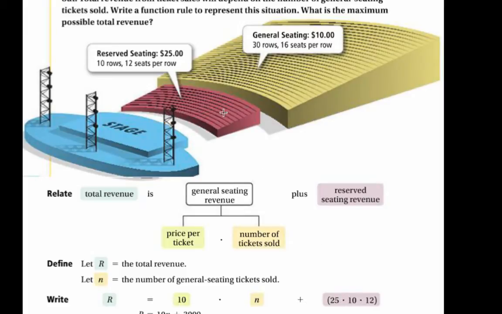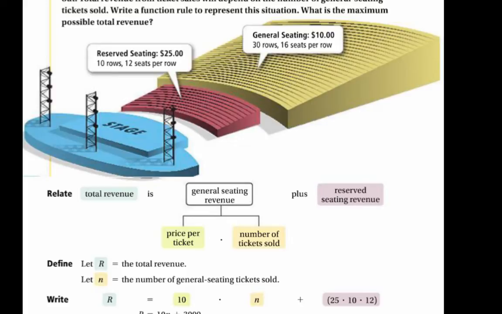Now where that comes from is the fact that we are told up here that reserve seating is $25 per seat. There are 10 rows of seats, 12 seats per row. So 25 times 10 times 12. So, just to simplify that and consolidate it, we get R equals 10N plus 3,000. That's the equation for the revenue in this problem.